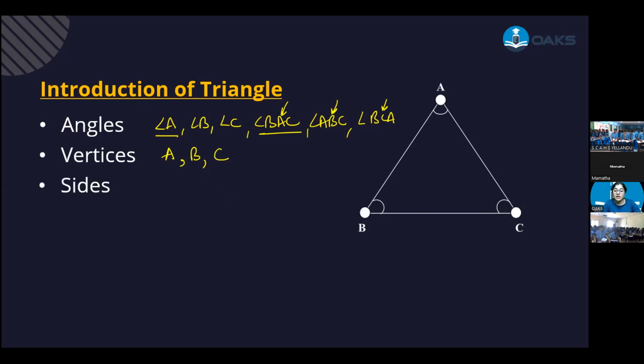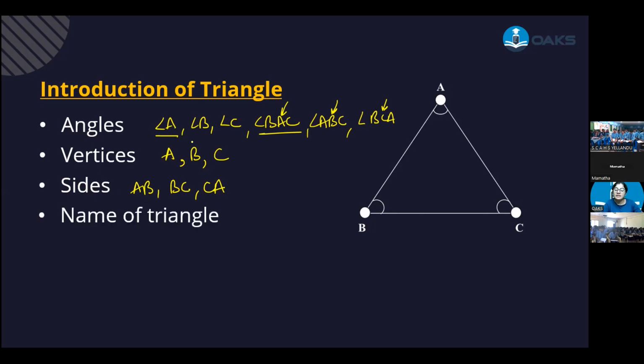Let's move. Now we are having some sides. How many sides does a triangle have? Three. So we are having three sides that are AB, BC and CA. And you can also spell them like BA, CB or AC, right? It doesn't matter. So there are three sides, three vertices and three angles.